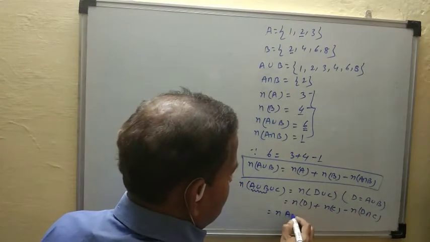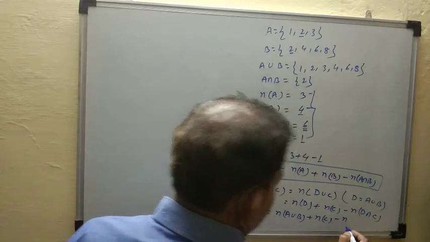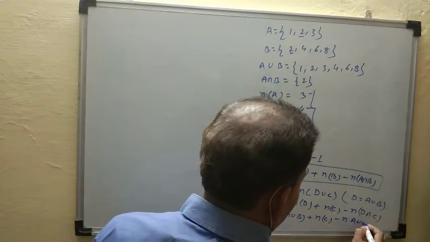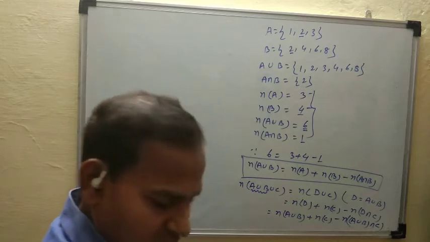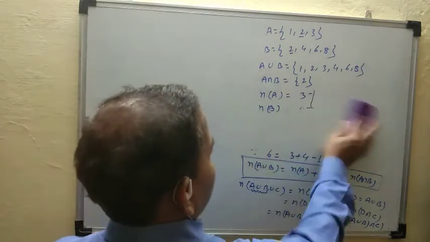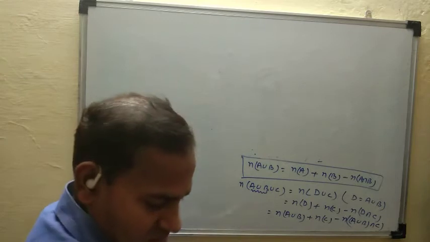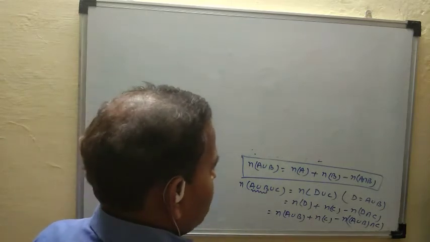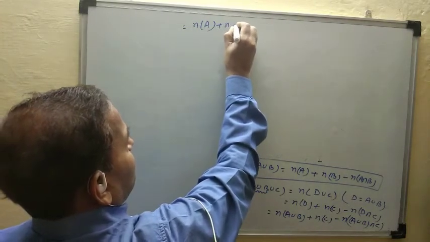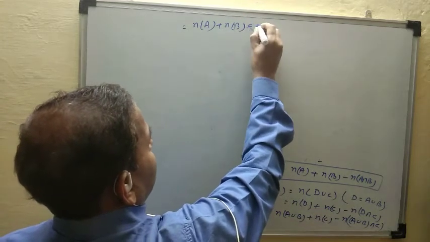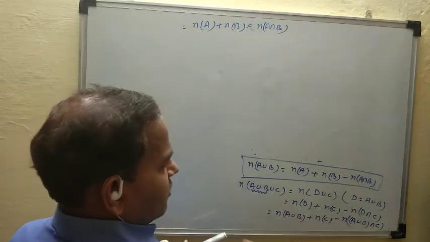So this can be written as number of A union B plus number of C minus number of A union B intersection C, since you are putting the value of D. Now again use the formula: number of A union B is equal to number of A plus number of B minus number of A intersection B.